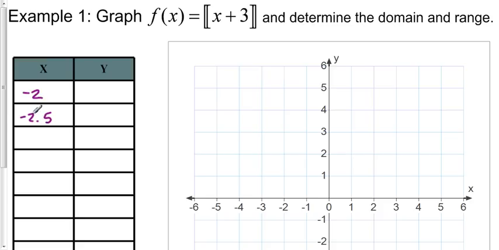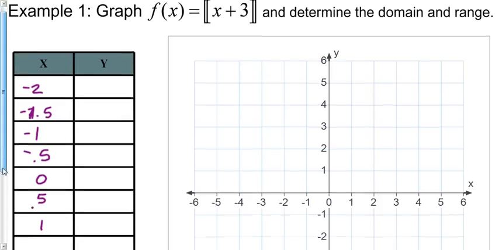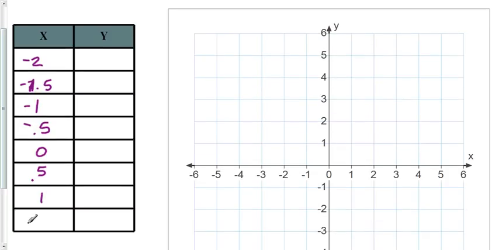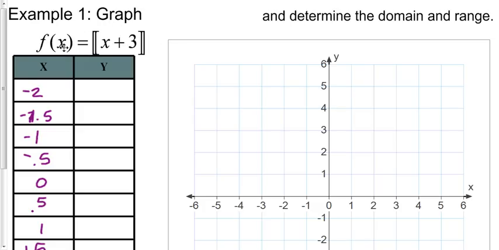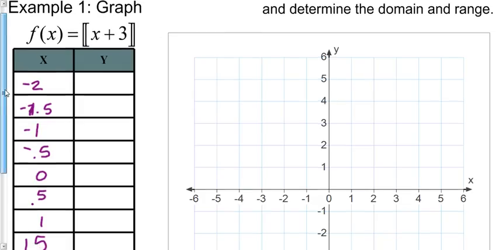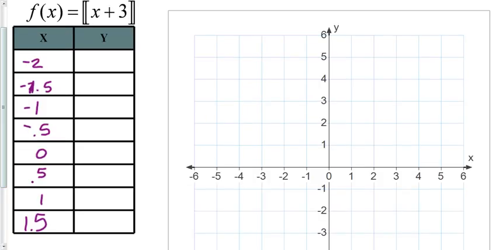Oh, probably should go to negative 1.5 second. Then maybe negative 1, negative 0.5, 0, 0.5, 1, and I'm going to have to scroll down a little bit, and then I'll just go to 1.5 here. This should give us plenty of values to graph. Okay, so here's the function that we're graphing. I'm going to move it just so I can see the table and the equation together.